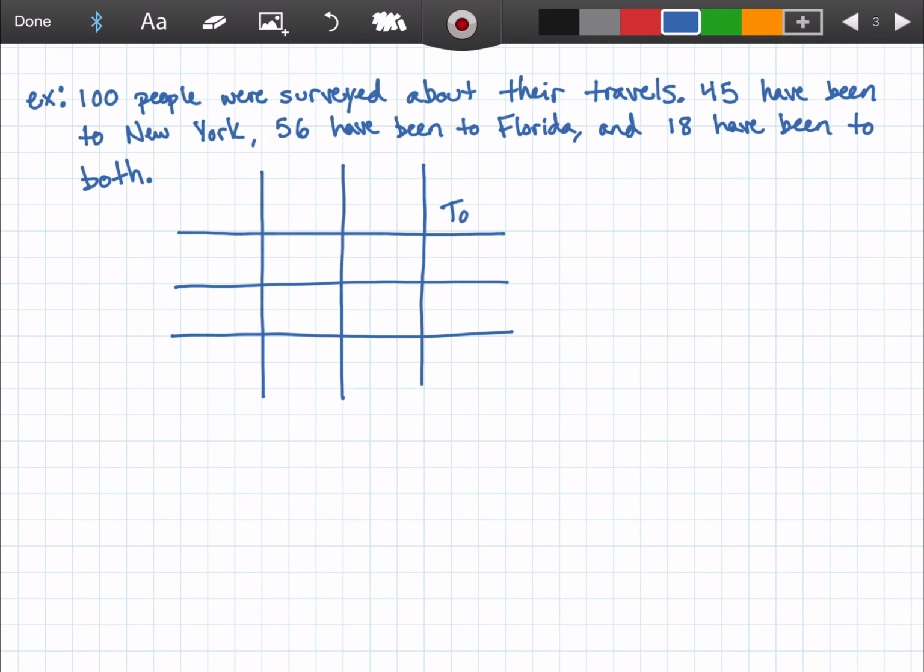Okay, I'm going to put in my totals. Okay, here's what I know. 100 people were surveyed, so I got 100 total people. 45 have been to New York, 56 have been to Florida, 18 have been to both.